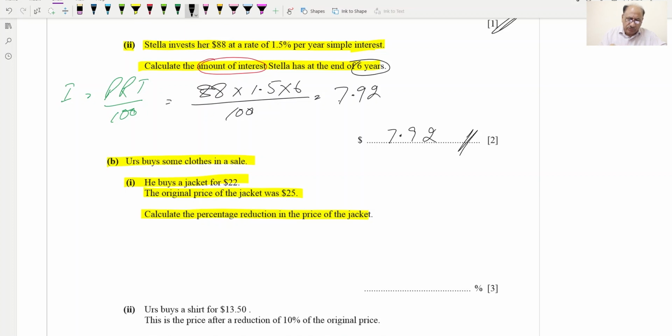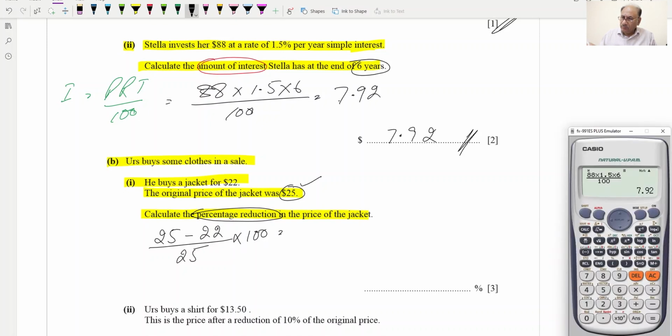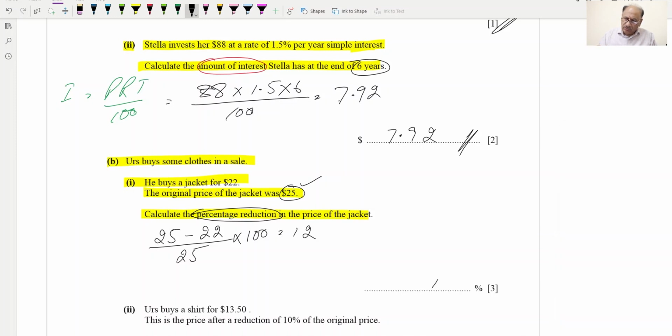So how much is reduced? It is the original price minus the reduced price, divided by the original price, and to calculate the percentage reduction we multiply by 100. So 25 minus 22 will be 3, so 3 over 25, multiplied by 100, and this is equal to 12. So the reduction is 12%, which is a 3 mark question, which we are done.